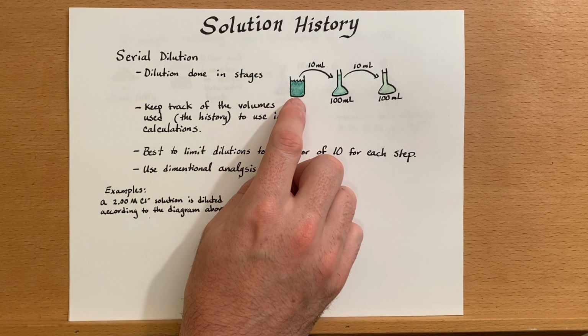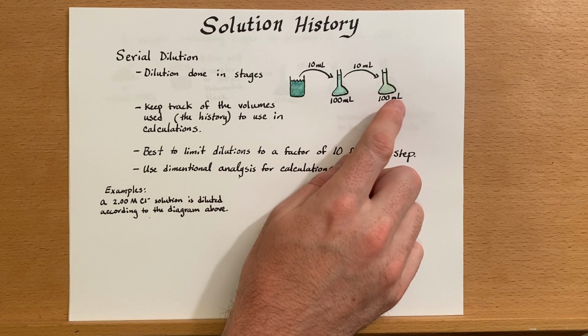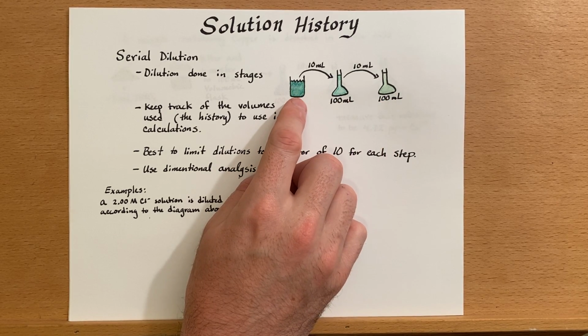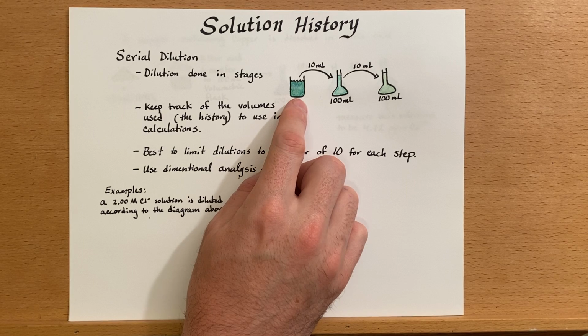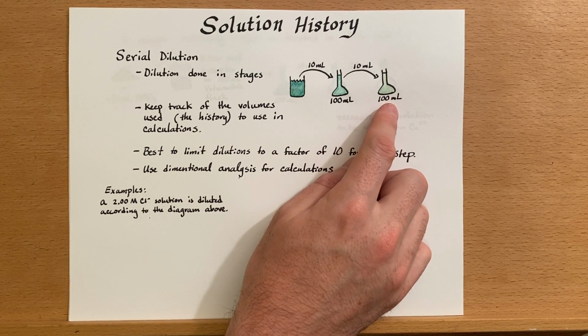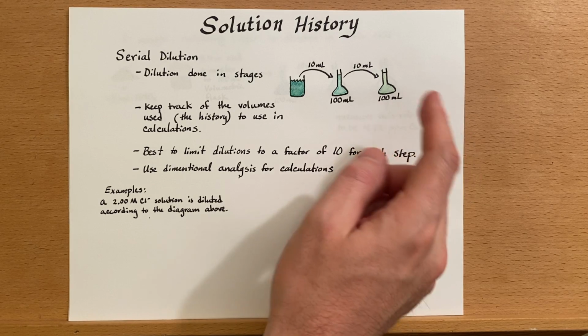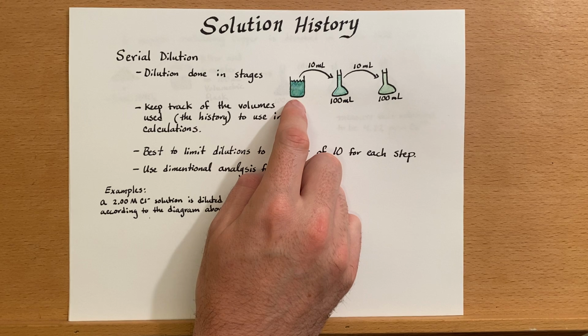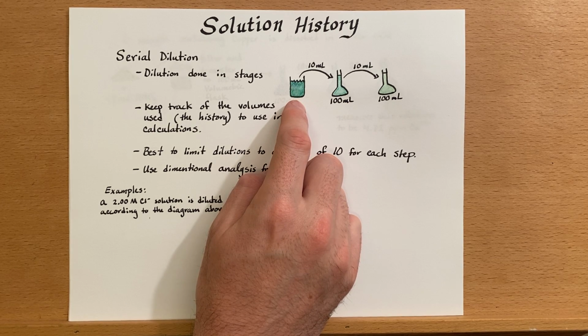Because sometimes we would want to calculate what the concentration of this solution is from a known concentration here, and sometimes we'll be measuring the concentration of our solution in the end, and we want to calculate backwards to determine the concentration of the original solution. So it really depends on the application.